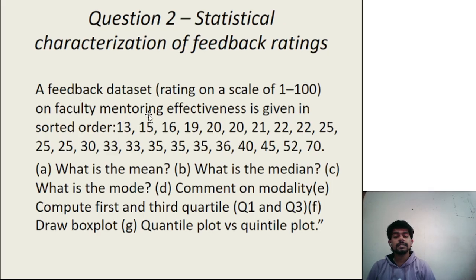A feedback data set, rating on a scale of 1 to 100 on faculty mentoring effectiveness, is given in short order. Here we are given some ratings on faculty mentoring effectiveness, and we are asked to find the mean, median, modality, first quartile, third quartile, box plot, quintile plot versus quantile plot. We'll be solving each part step by step. So let's move on to the third slide.